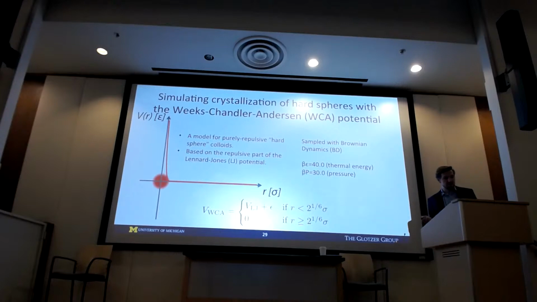So the benchmark system that I applied this to is the Weeks-Chandler-Anderson potential. It's a potential that is used to approximate hard spheres, so the marbles that I showed in the beginning, and it's in essence the repulsive part of the Lennard-Jones potential. So we only look at repulsive. As long as these point particles are far away from each other, they don't interact at all. Once they get too close, they don't want to overlap. And we do this at a positive pressure to kind of compress these point particles or spheres together.